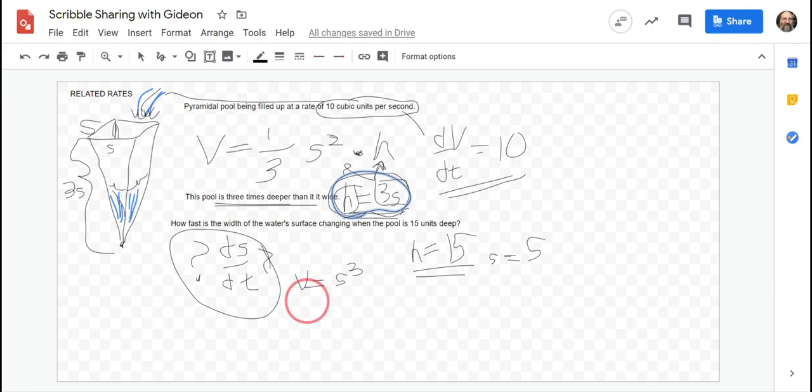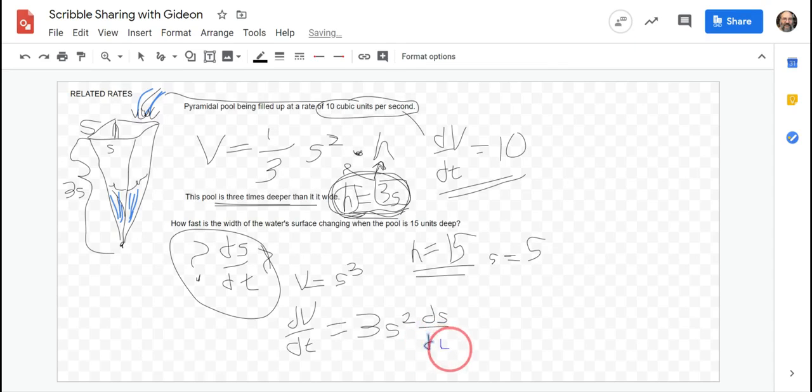Well, now I've got V equals s cubed, so clearly what I need to do is take the time derivative of both sides. So the time derivative of volume is very easy. You just get dV/dt. And the derivative of s cubed is quite easy also. It's 3s squared, and then of course it's ds/dt.